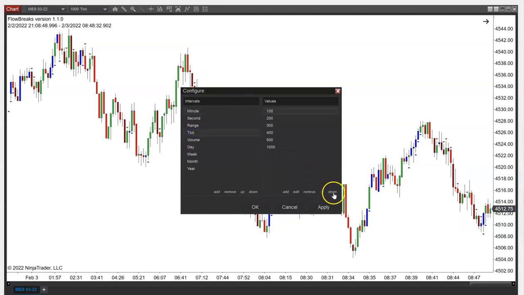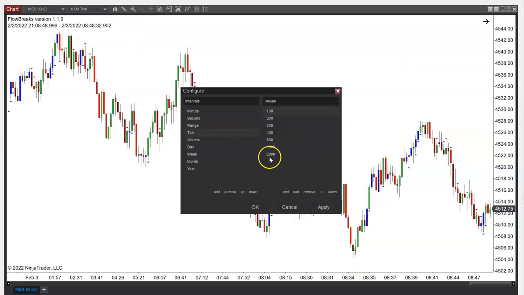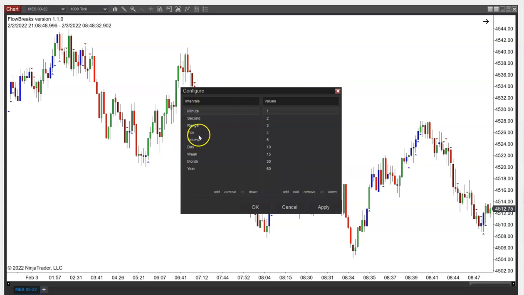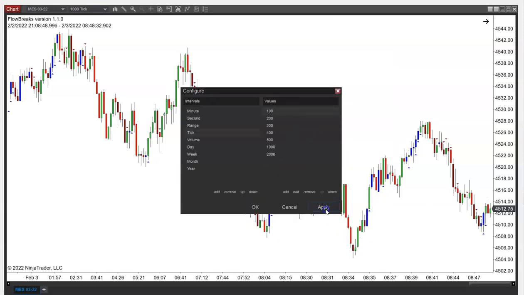You could adjust it here. You could add whatever volume you want. 2,000. Right now, this is 2,000 here. So you could, why didn't it save? Configure, tick, add 2,000. If I didn't click, hopefully it'll work.